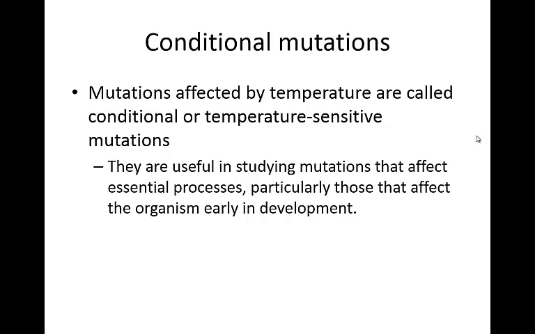Conditional mutants: we talked about the temperature-sensitive mutants, and they're often considered to be conditional mutants. They're affected by temperature. And so these are also very useful in studying mutations that affect essential processes. So if you want to study something that affects an organism early in development, and you have a mutation in that gene, normally that organism would not survive so that you could study it. However, if you make it a temperature-sensitive mutation such that it is functional at lower temperatures but not at higher temperatures, you can allow it to grow at the lower temperatures, and then when you want to study it, you can increase the temperature.